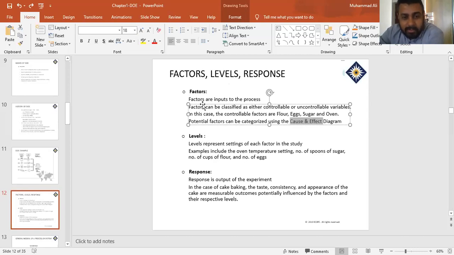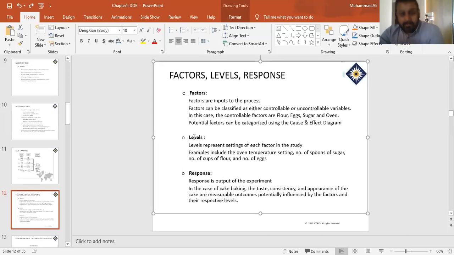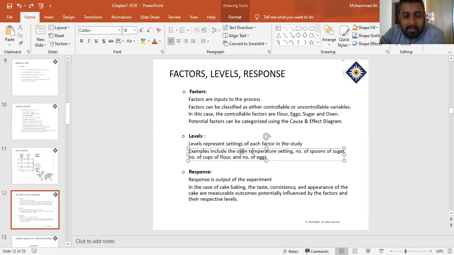So in experimentation, basically we have factors, we have levels, and we have response. Level is the quantity that we select. Settings like the oven temperature setting, how much sugar, how many cups of flour, how many eggs you are going to put. So the levels, you can change the different levels and come up with different results. Those results need to be recorded and evaluated.